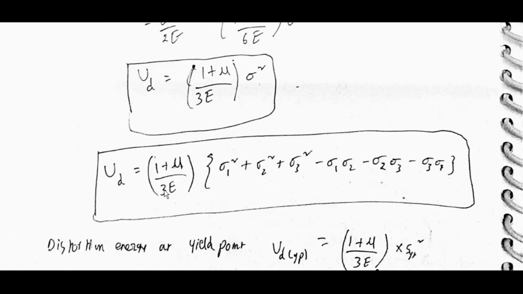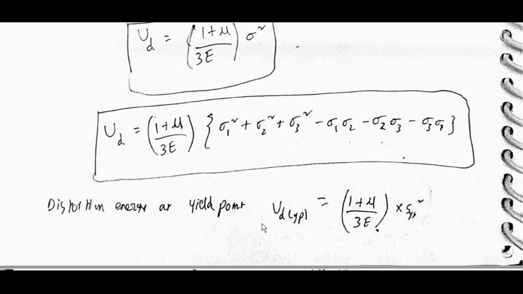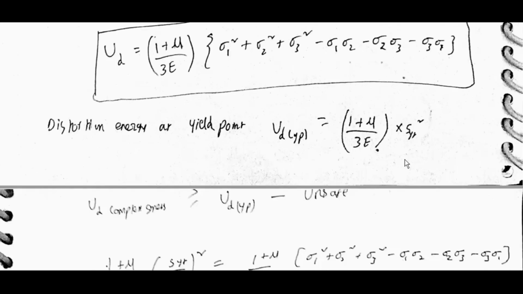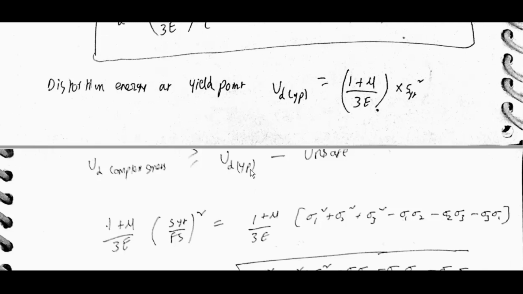U_D is equal to (1 + μ)/3E into (σ1² + σ2² + σ3² − σ1σ2 − σ2σ3 − σ3σ1). Distortion energy at yield point, U_D yield point, is equal to (1 + μ)/3E into Syt². If U_D for complex stress is greater than or equal to U_D at yield point, the design is unsafe.